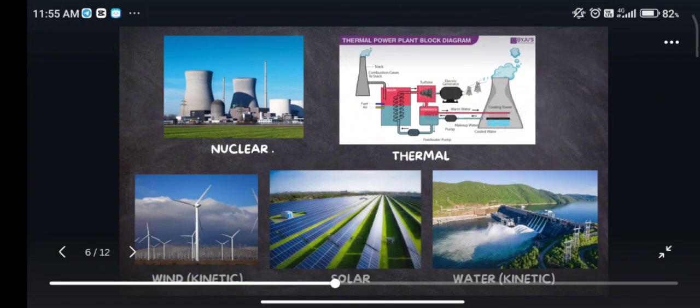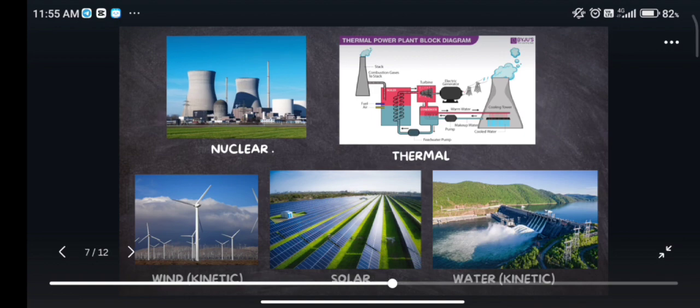So next, this is an example of generation, which is the generator and the power plant, which has nuclear power, thermal power, wind power plant, which uses kinetic energy converted to electrical, and solar converted to electrical, and water, which uses a turbine to supply the electricity from kinetic energy to electrical energy.